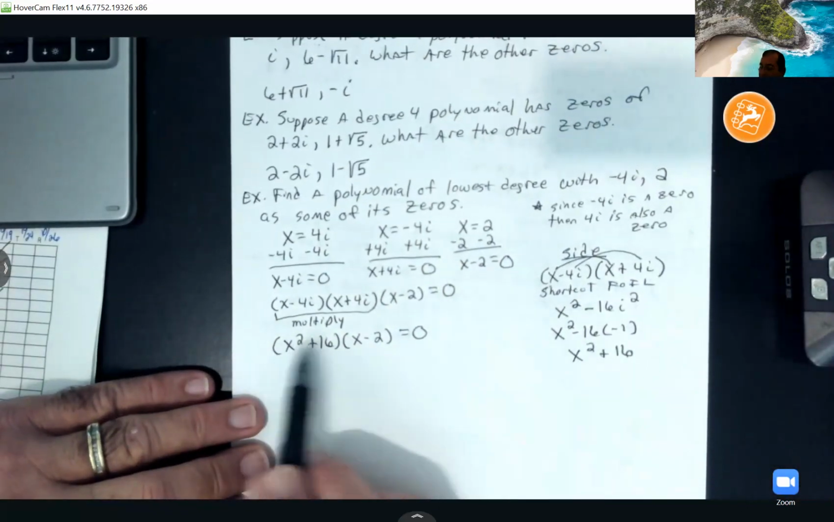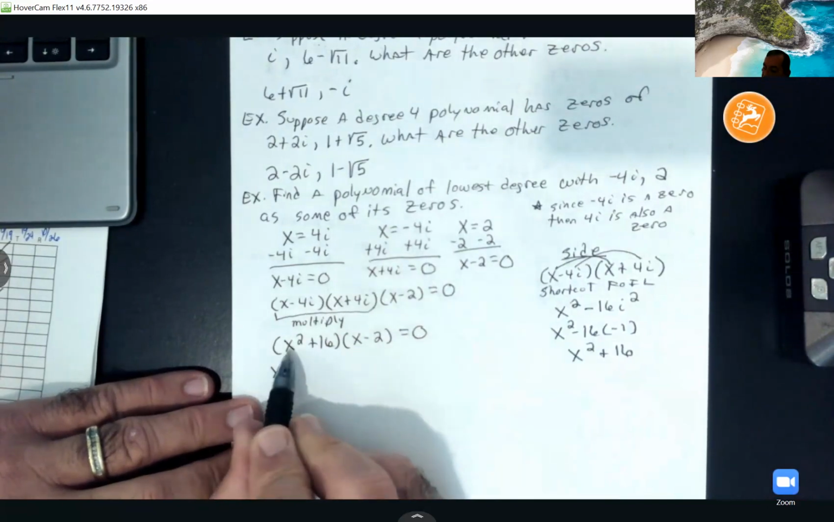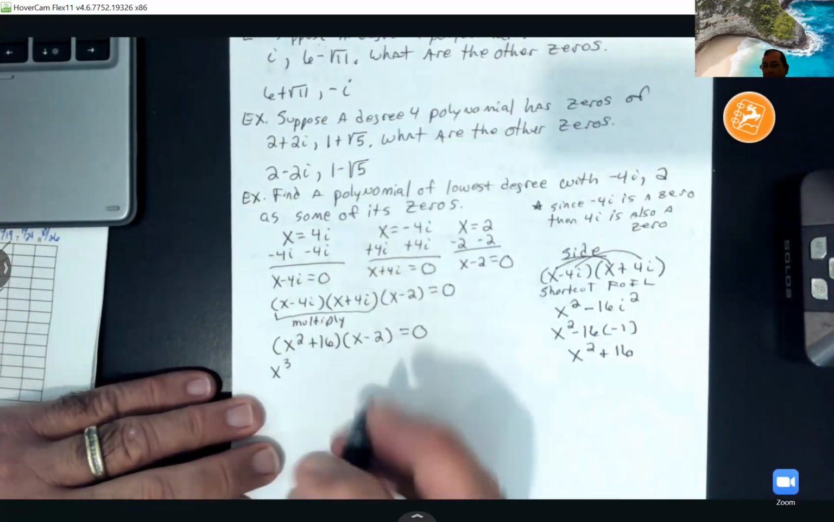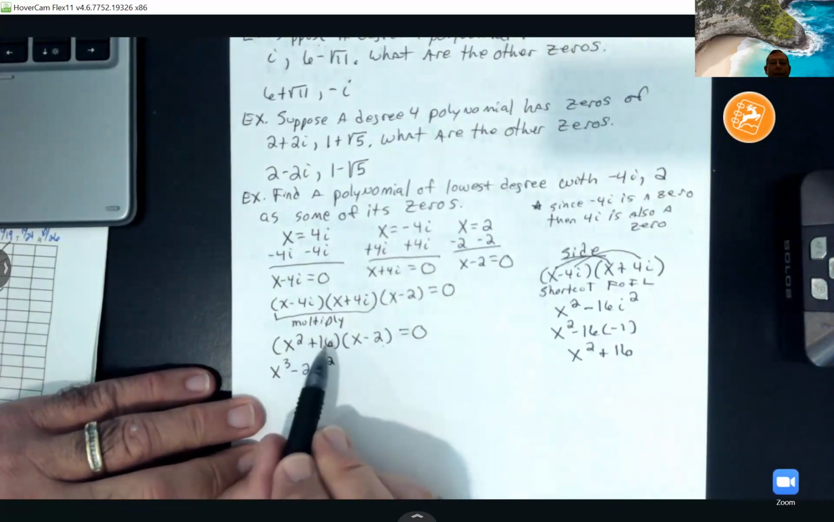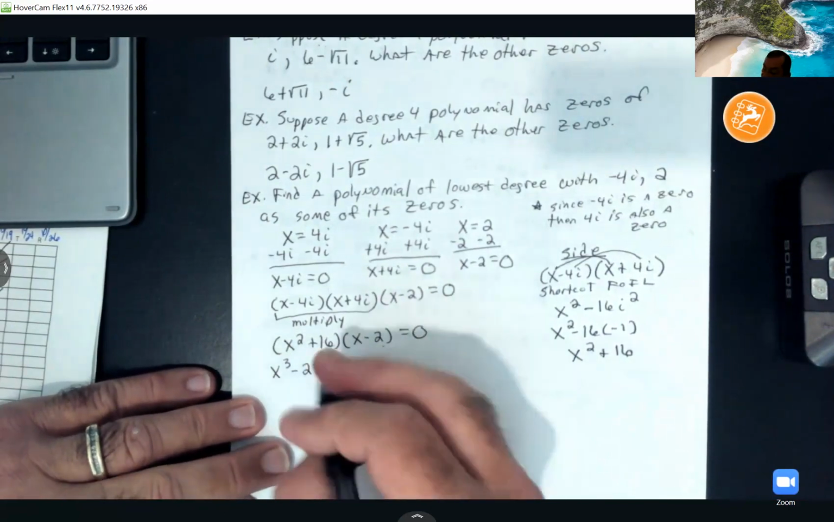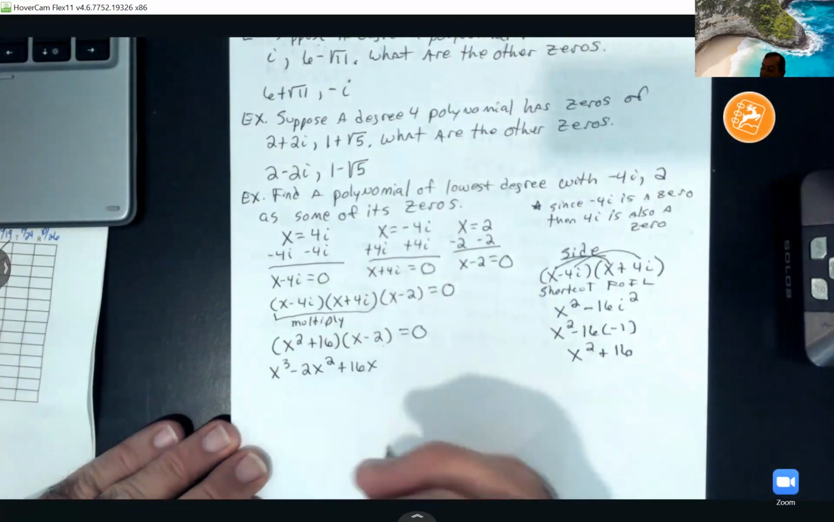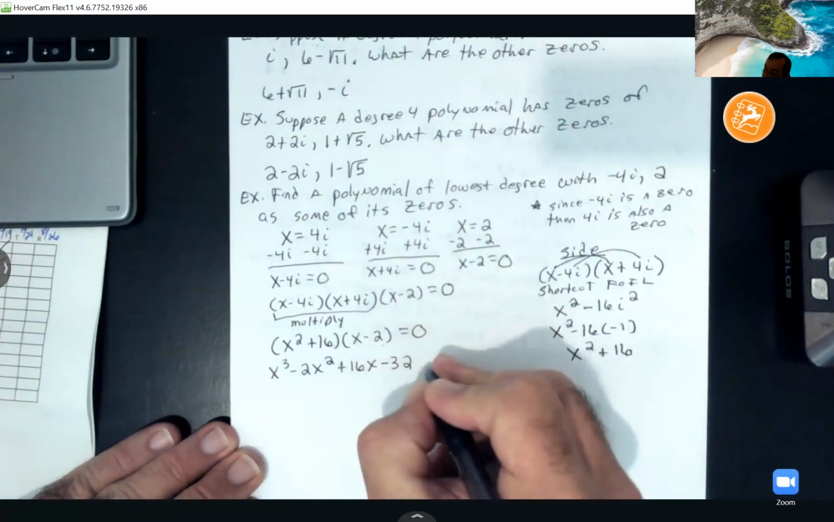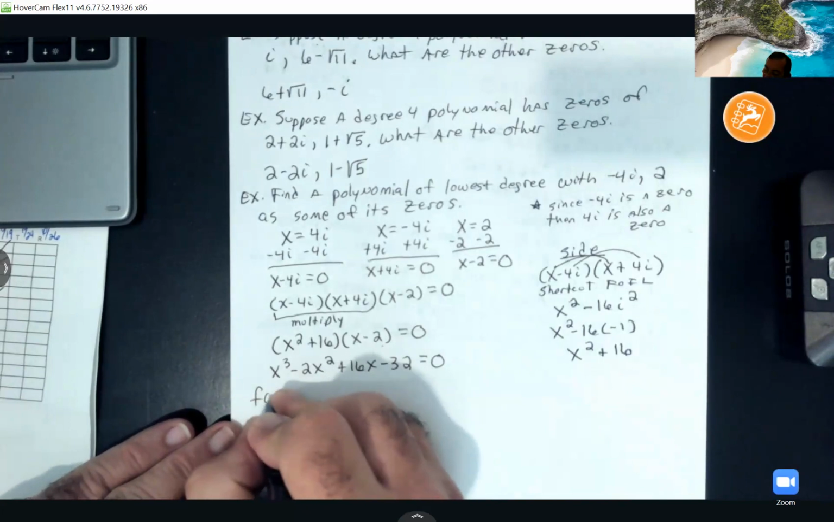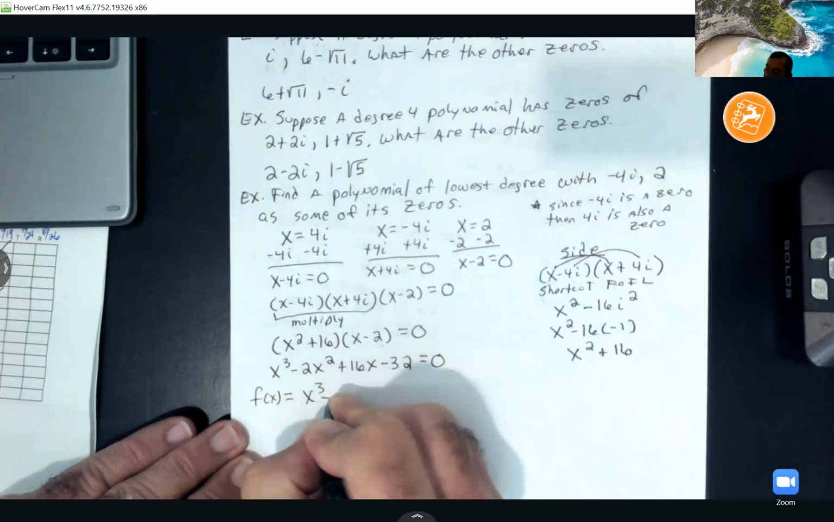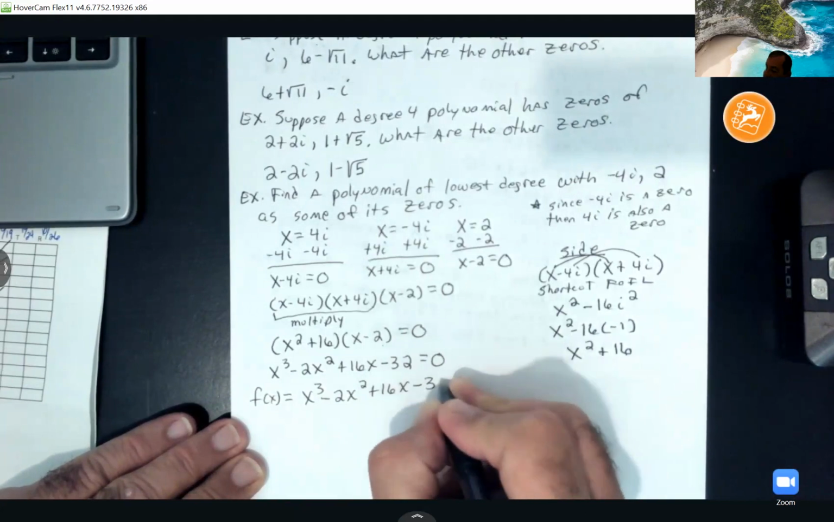All right, y'all. Now I'm just going to FOIL stuff out. X squared times x is an x to the third. X squared times -2 is a negative 2x squared. 16 times x is a 16x. And then finally, 16 times -2 is a negative 32. Alrighty, then once again, our polynomial: x to the third minus 2x squared plus 16x minus 32.